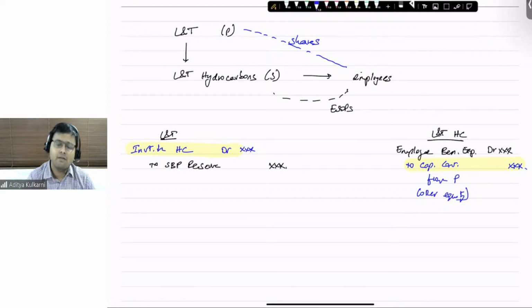Okay. By simple rule, the entity in whose books the SBP reserve is there will pass the entry on exercise. That's it. The opposite entry party, in whose books the EBE is there, will not be passing the entry for exercise because the employees will not come to them at all.